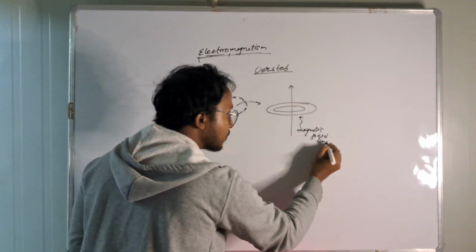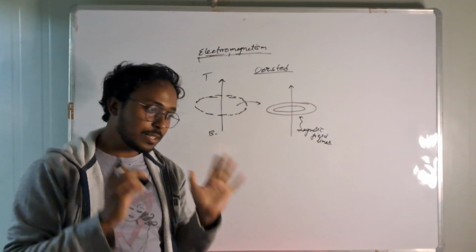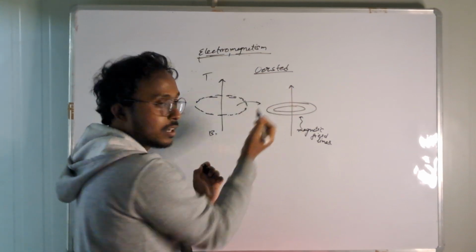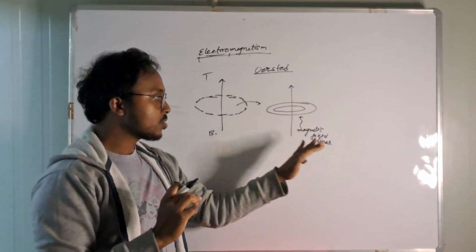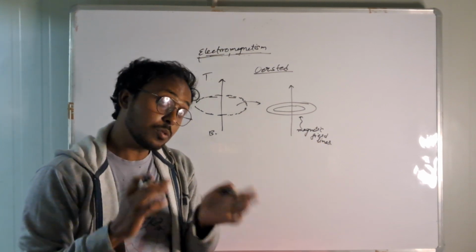Now when I am talking about the magnetic field lines, as you know for the electric field line, it has some directions. So that means magnetic field lines will also have some directions. Now what is that?